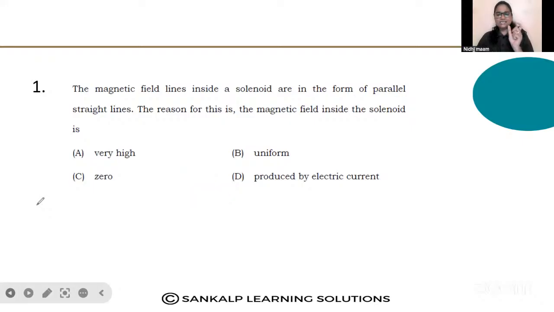What they asked is, what does it indicate when the magnetic lines inside are parallel? Some of you said it is very high, some of you voted for option B, some of you said it is 0. Yesterday I told you. So the right answer is uniform.